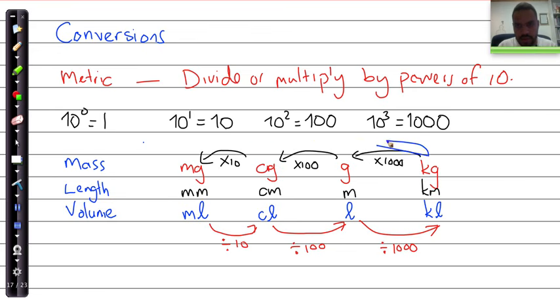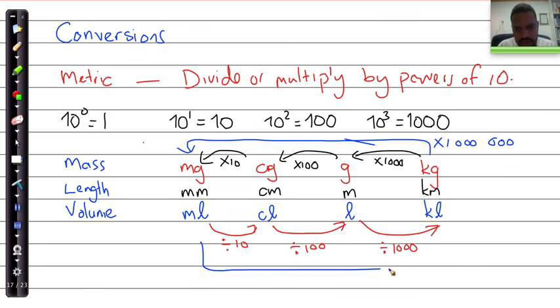if we went all the way direct, we went all the way from there to there. That's going to be multiply by 1 million, right? And if I went all the way back, that's going to be divide by 1 million. And how do I know that? I just took 1,000 multiplied by 100 multiplied by 10, and that gives me a million. So there's our conversion table, and we'll be looking at a few more examples.